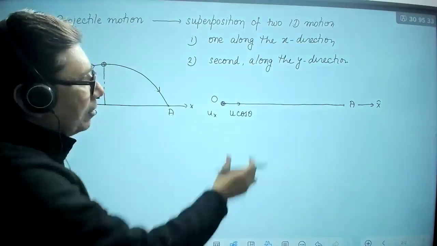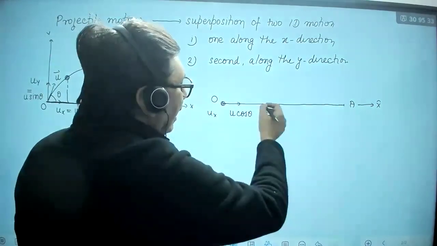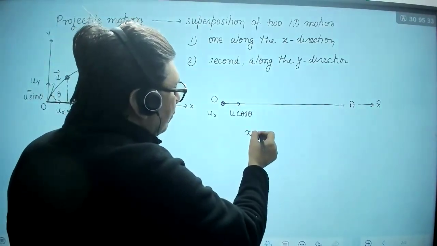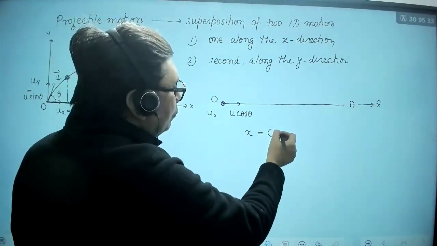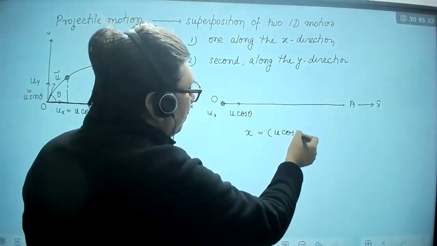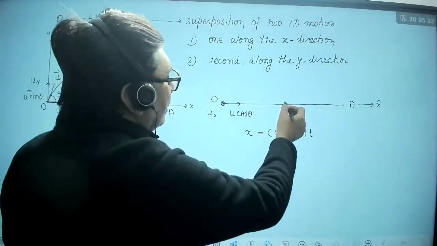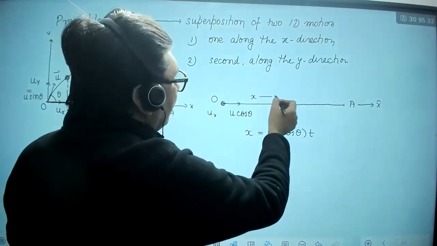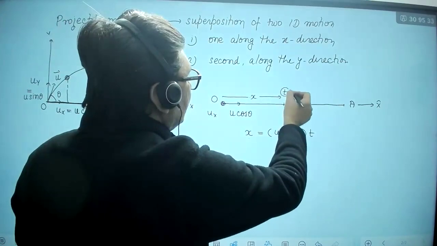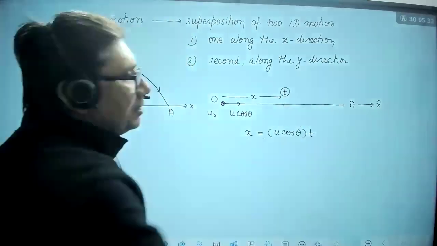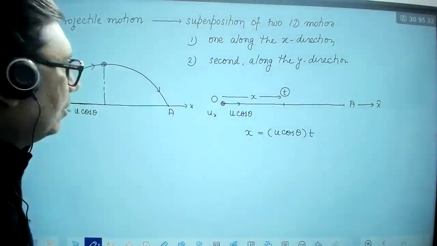This is 1D motion. What will be the equation for this? How much distance x will it travel in time t? Suppose it travels x distance in time t. So what will be x? Velocity u cos theta multiplied by t. Suppose this particle traveled x distance here in time t. Then x is u cos theta into t. Why am I writing like this? Because u cos theta is constant throughout.